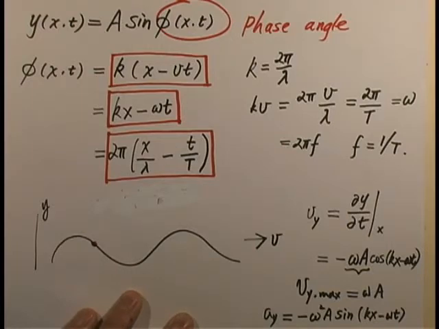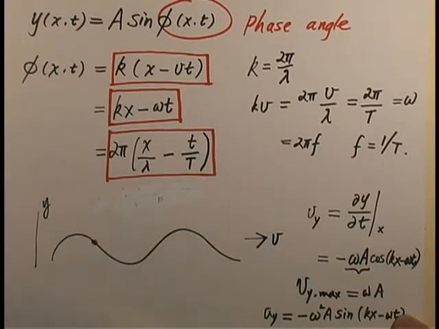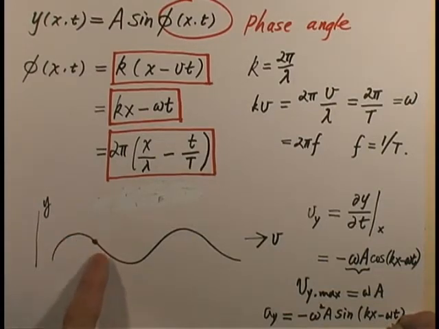What is the magnitude of the maximum acceleration for this particle? That's omega squared times a. And that, once again, is the expression that we got before for the maximum acceleration of a simple harmonic oscillator. So once again, you realize that this wave consists of many such simple harmonic oscillators going up and down.